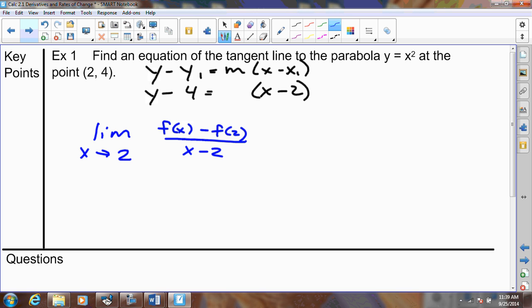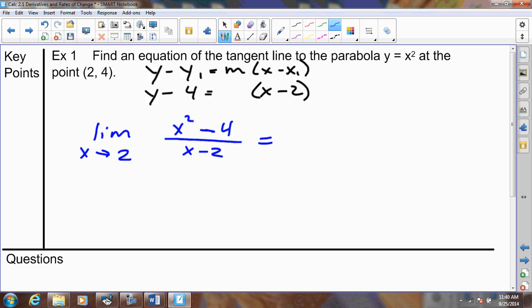What is f of x? What's the function? It's x squared. So this is a piece that we could say x squared. What is f of 2? Just plug it in. 2 squared is 4. So that piece becomes 4. And we have to evaluate this limit. That's the major thing that we need. Instead of using the tables, instead of using the graph to try to figure out slope, we can just do one limit and get slope.